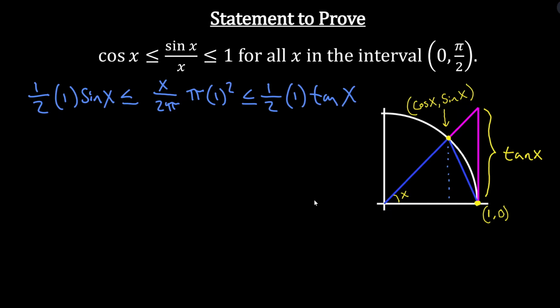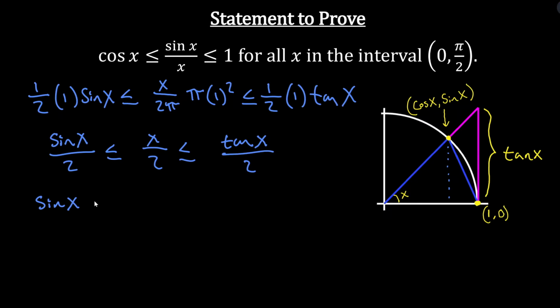All right, so now I can simplify some stuff here. What I have is the sine of x over 2 is less than or equal to, let's see, the pi's cancel here. That's just x over 2. And that's less than or equal to tangent of x over 2. And so now what I can do, remember, I'm trying to get this middle thing to look like sine of x over x. So the first thing I'm going to do is just multiply everything by 2, which I absolutely can do here. So I'm going to multiply everything by 2, and I get sine of x is less than or equal to x, which is less than or equal to tangent of x, which I'm actually going to write as the sine of x over the cosine of x. That's going to become helpful here in a second.